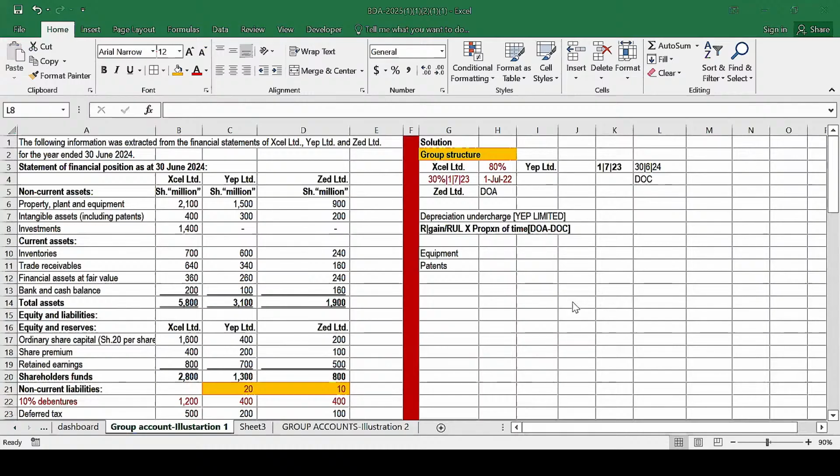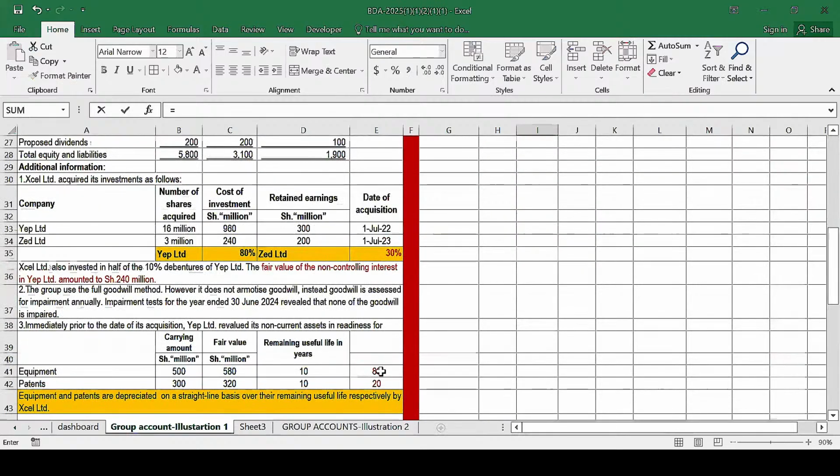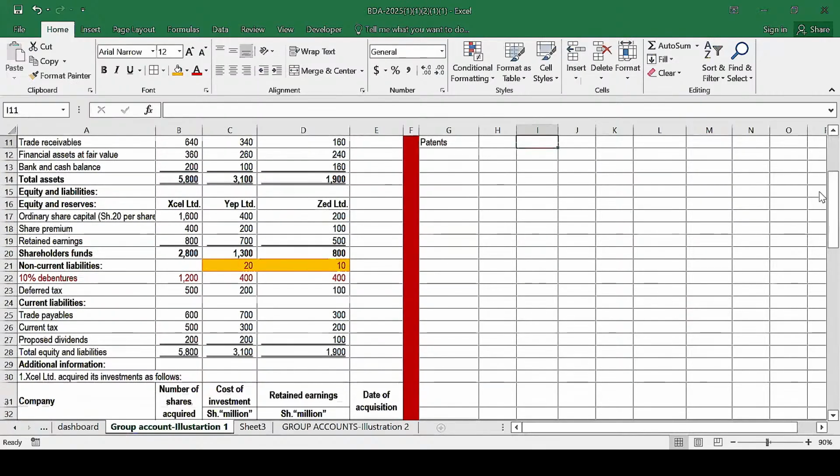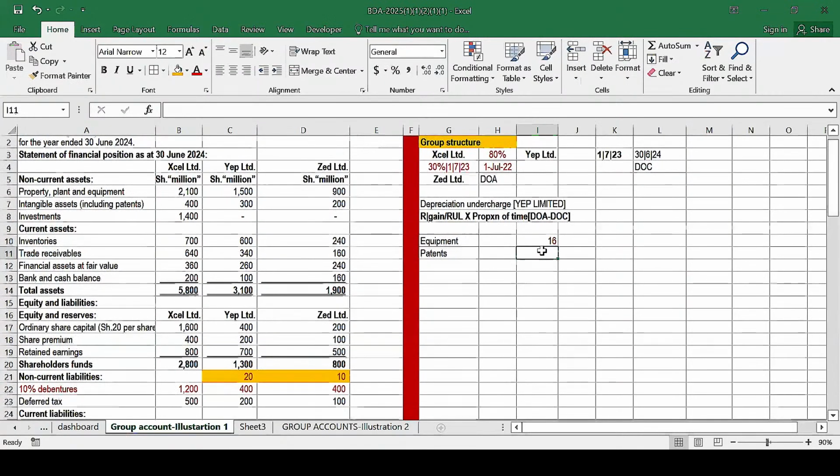So that is the proportion of time. We need to compute depreciation under charge for 2 years. How do we compute that? Using our formula here, I will take the revaluation gain, which I have computed down here, divide that by the remaining useful life, and then multiply that by 2. You don't have to go back up there, all the workings we are doing appear up here. Then we enter. That will give us depreciation under charge of 16 million.